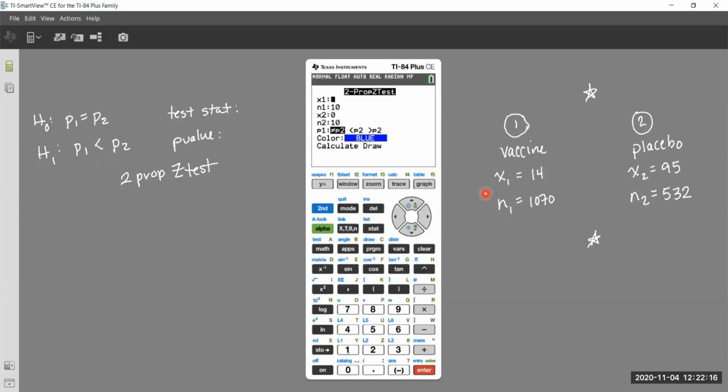So X1 is the 14, and then 1,070, 95, and 532. Every once in a while, students will accidentally switch the X and the N. Remember, N is your sample size, so it's always the larger of the two. Symbol here is a less than symbol.